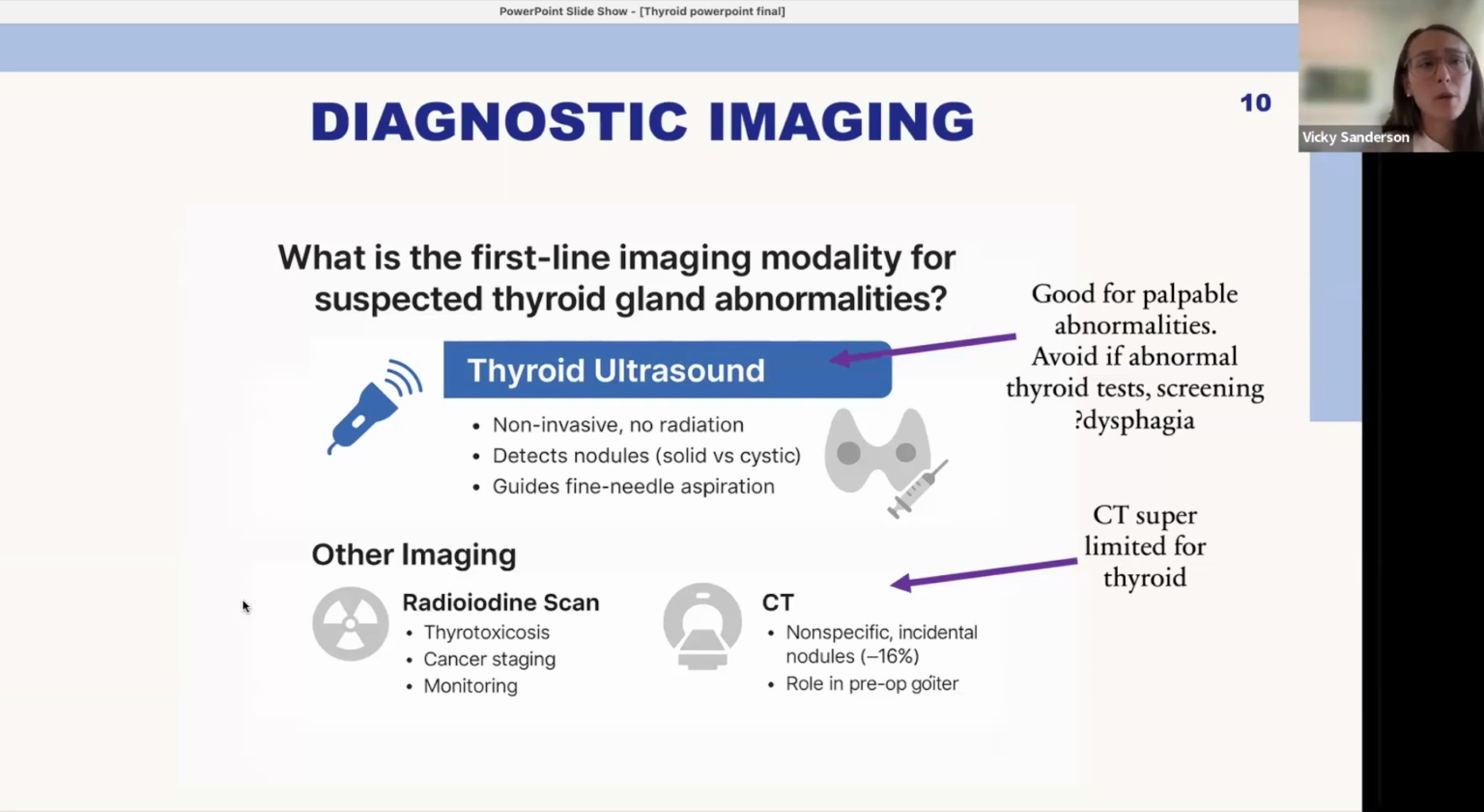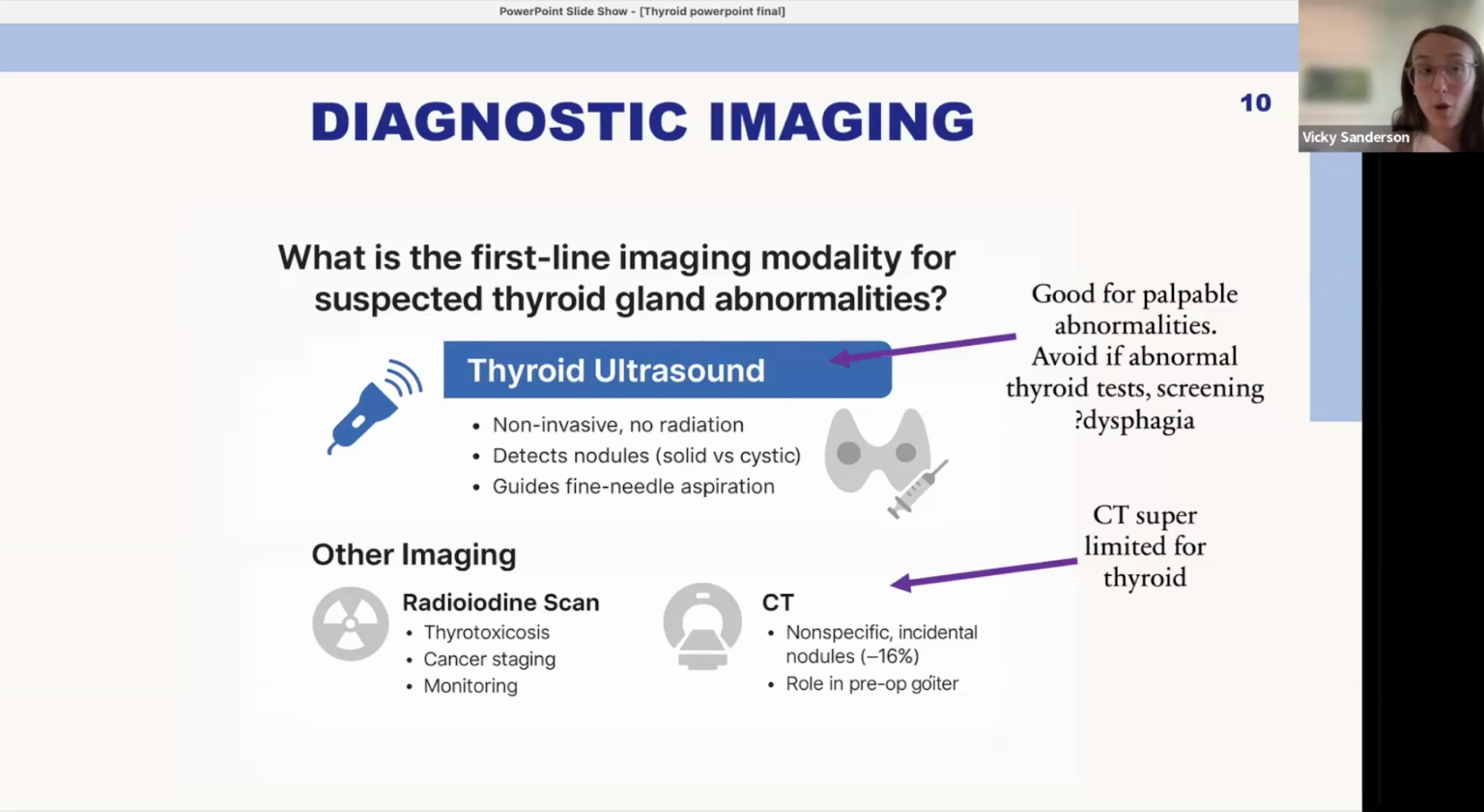Radioiodine scans, I personally don't order these in primary care. I think they're more left to the specialists. We think about cancer staging, monitoring after certain types of thyroid cancers, or if we're worried about thyroid toxicosis. And then CT, in the words of the radiologist I spoke with, is essentially useless for thyroid pathology unless someone has a massive goiter or a huge invasive thyroid cancer, where we want to use the CT to assess for compression of the trachea or retrosternal invasion. So really limited for us in primary care. We don't need to worry about a CT for thyroid pathology.